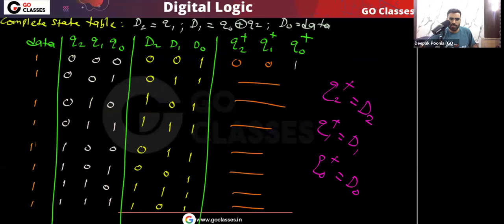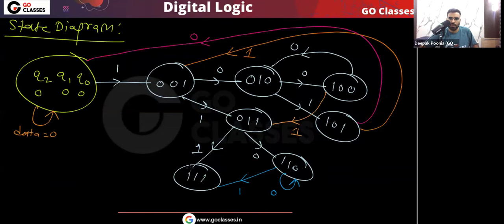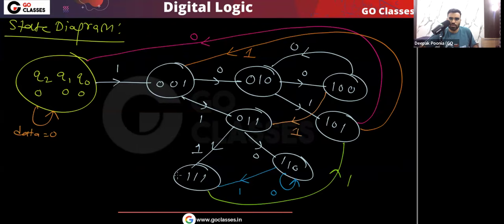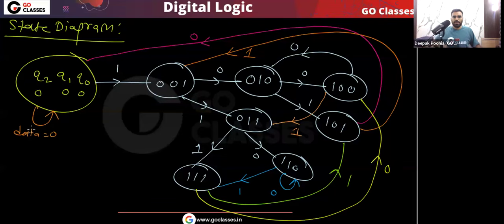What about state 7? If the present state is 7, then we are going to 5 on 1, and we are going to state 4 on 0. Okay, so that's it. Now the state diagram we have completed.